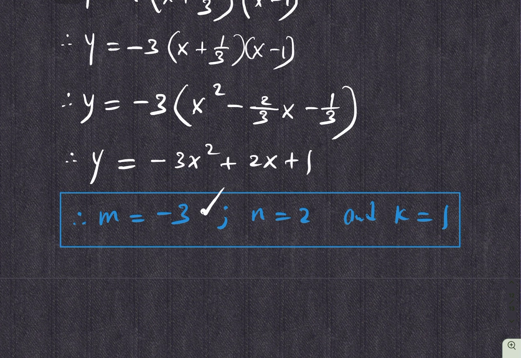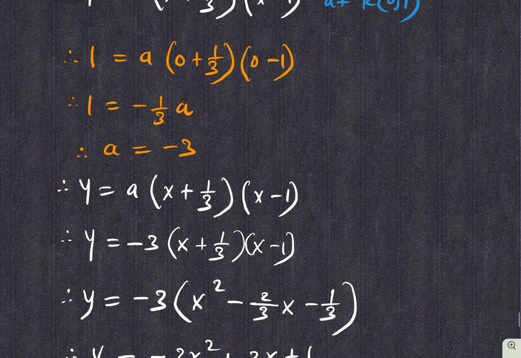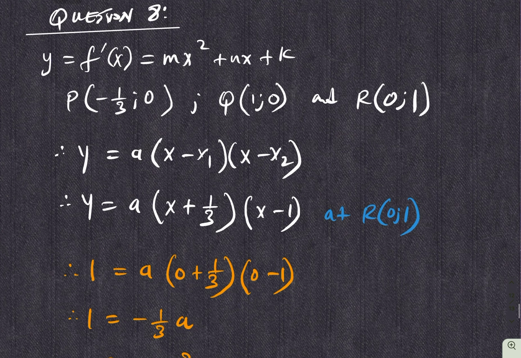The value of M must be correct. The value of N must be correct. The value of K must be correct as well. So where are the other 3 marks going to come from?